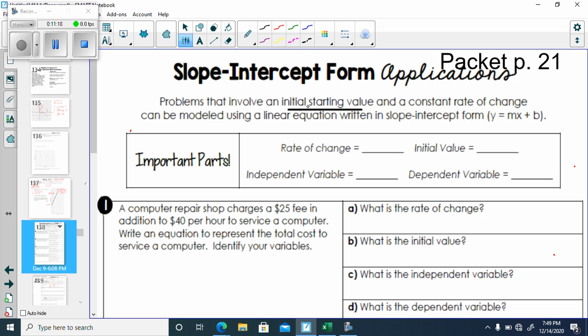First off, problems that involve an initial starting value and a constant rate of change can be modeled using a linear equation written in the form y is equal to mx plus b. This is called our slope-intercept form. Now, our rate of change, what's another word for rate of change? It's called the slope, isn't it? And guys, it's usually written as an m. I don't know why, but it is. Our initial value is our y-intercept, okay? And the y-intercept in this equation is the b. I don't know why they call it the b, but that is.